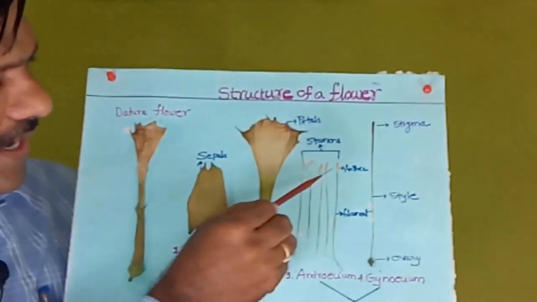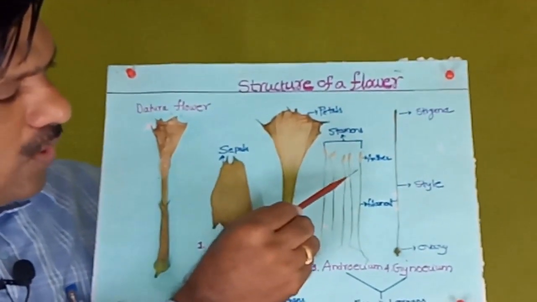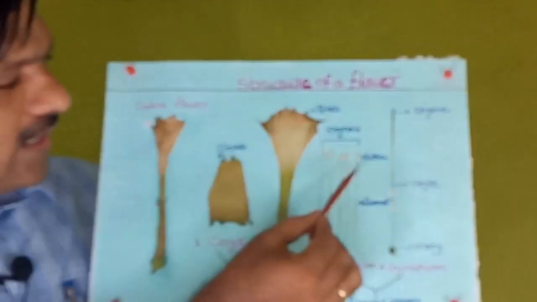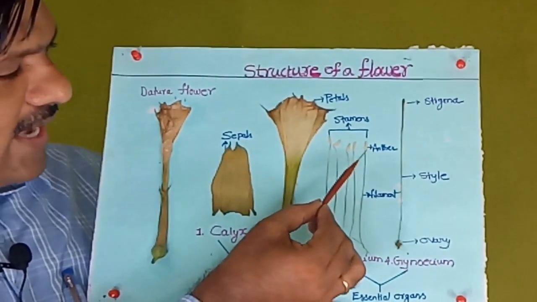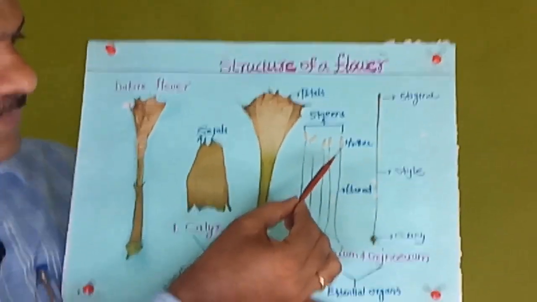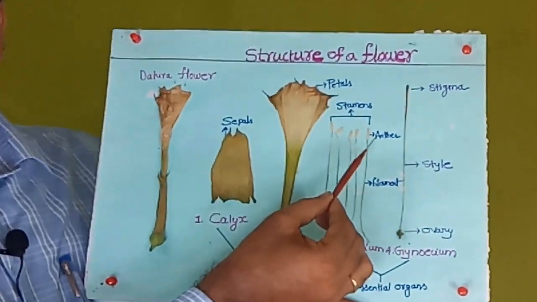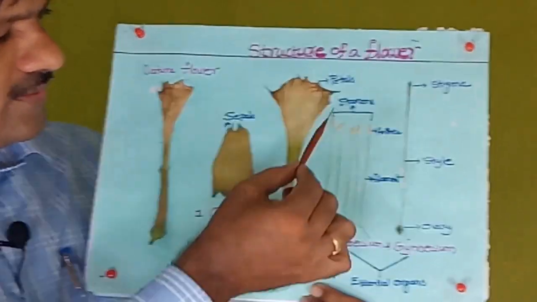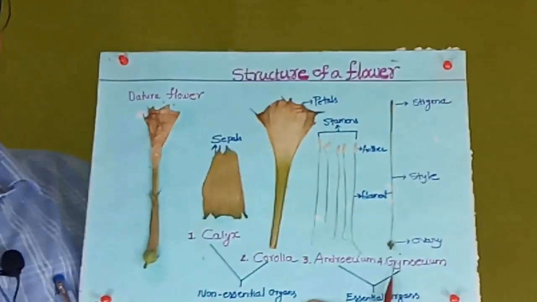And each stamen has two parts. One is a long narrow structure called the filament. And on top there is one more structure called the anther. This anther will give pollen grains. These pollen grains will be helpful in pollination. At the same time, they will be involved in the process of fertilization. This is about the androecium. And the fourth whorl we call the gynoecium.